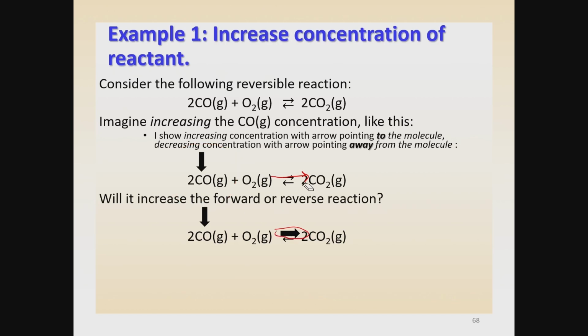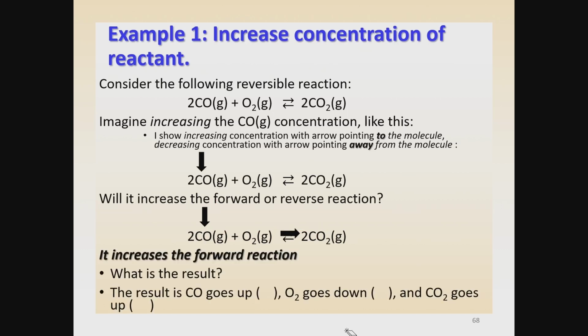And so one way you can think about it is if you're increasing the carbon monoxide, you're driving the reaction to the right. You're driving it to products. And the way you do that is you increase the forward reaction to be a little bit beyond that of the reverse reaction. So when that happens, you bump the chemical reaction out of equilibrium.